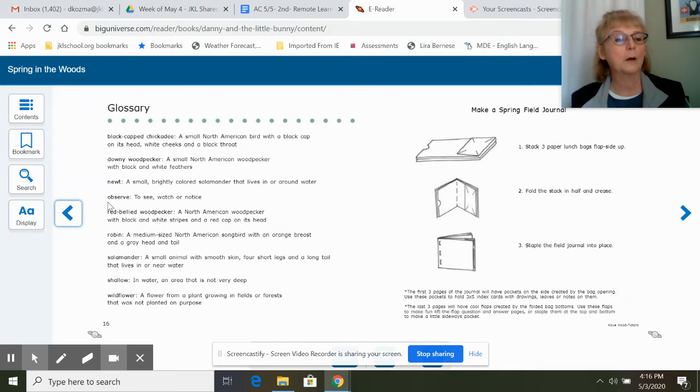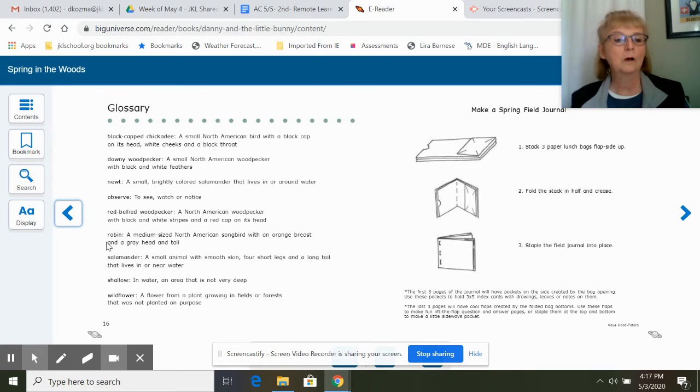The next word is observe, and that means to see or watch or look. That's what scientists do when they're studying things. They observe. The next word is a red-bellied woodpecker, and it is a North American woodpecker with black and white stripes and a red cap on its head.